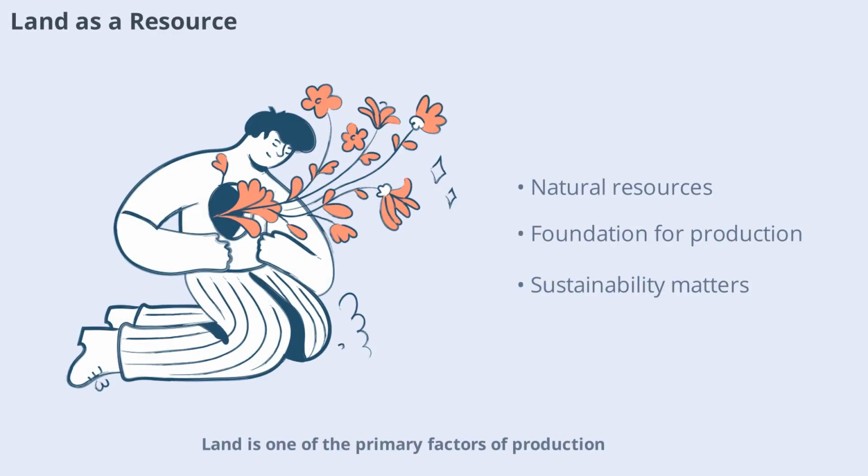Land is one of the primary factors of production. It includes all natural resources used to produce goods and services, such as minerals, water, and forests. The availability and quality of land can greatly influence what an economy is able to produce. Efficient use of land resources is essential for sustainable economic growth.